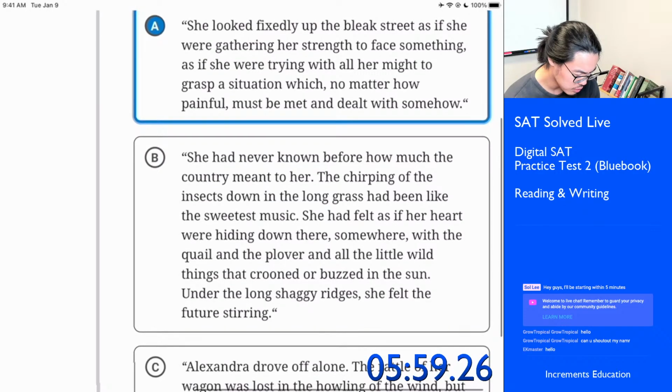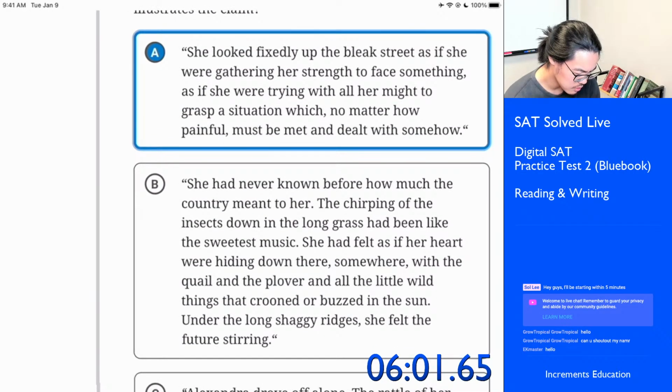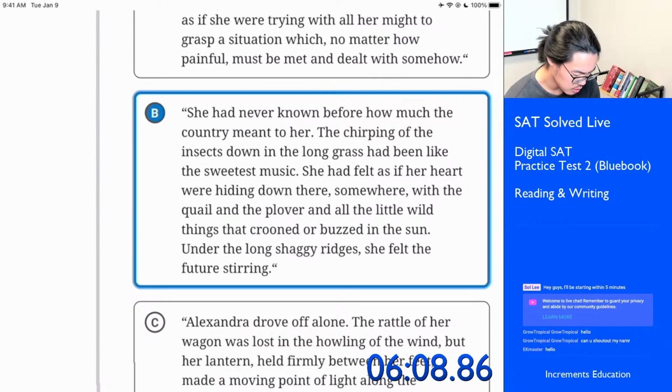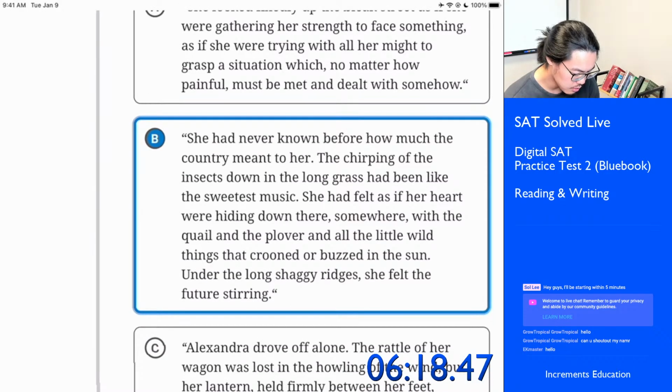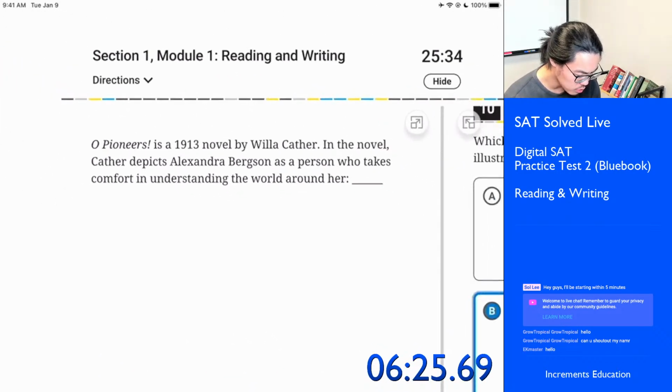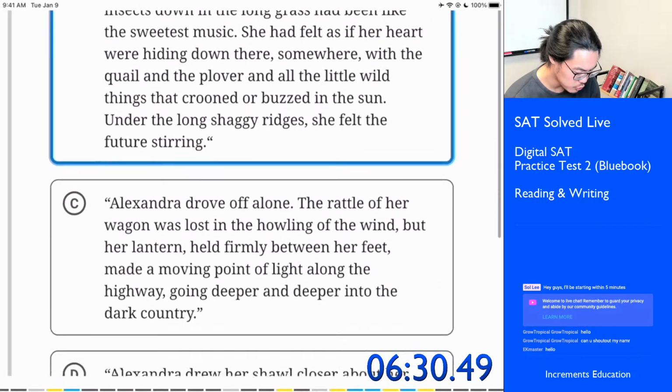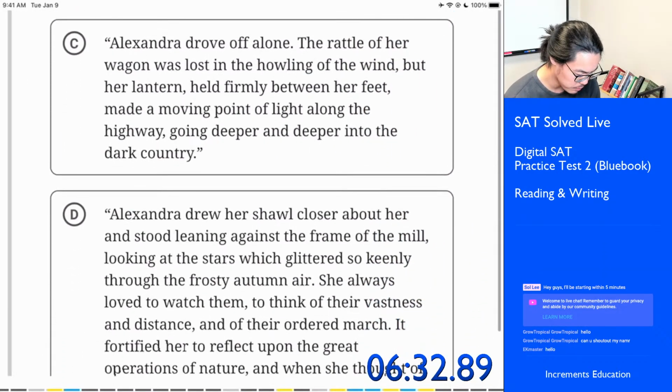Maybe A, just trying to gather her strength, but that feels too painful. I want to get the taste of comfort from understanding the world around her. Oh, she felt the future stirring. The country means to her. This is the comfort, and then this is all the chirping of the insects in the long grass. The world around her is such a broad term here, but maybe the nature around her could work. I'm thinking of B right now.